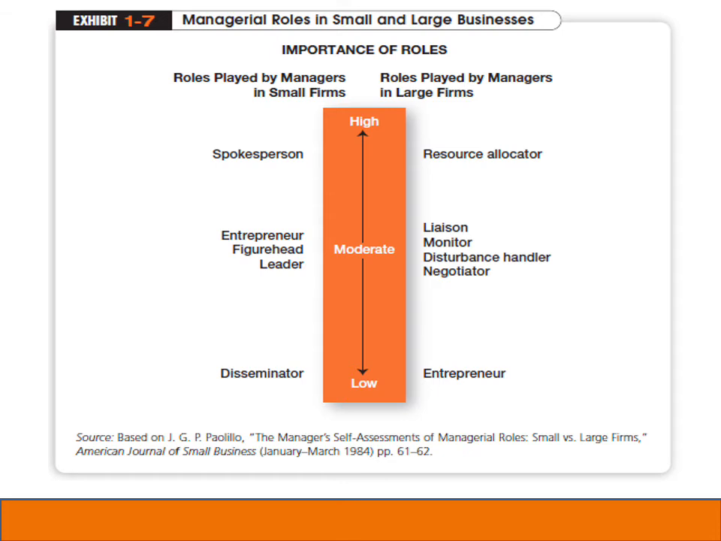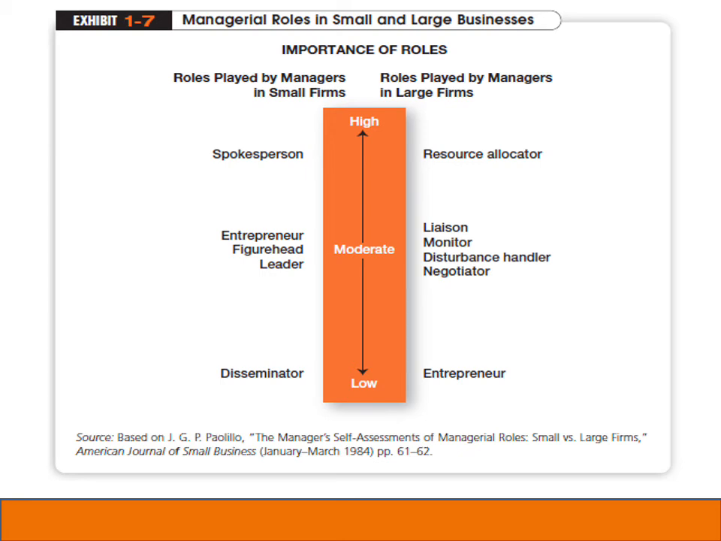Now you see here the graph about managerial roles in small and large business. You see here, for the role of a manager in a small firm or small business, the highest is spokesperson. Then the moderate roles are entrepreneur, figurehead, and leader. And the lowest role is disseminator.